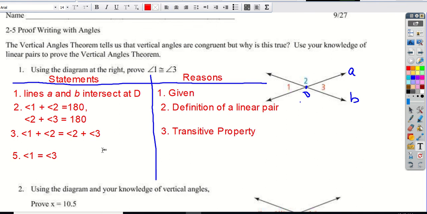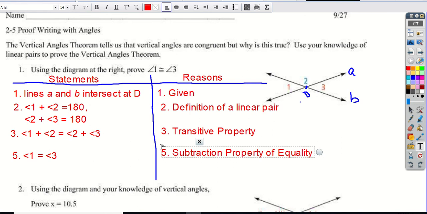Okay? What would I do to that equation to get 1 equal to 3? What do I want to get rid of? 2. So I would do what? I would subtract it. So we're going to call this statement 5. We need to put a 4 in there, and we'll talk about it in a second. We're going to say that angle 1 is equal to angle 3, and we can say this is the subtraction property of equality. And what that means is if I subtract the same amount from both sides of an equation, it's going to stay equal.